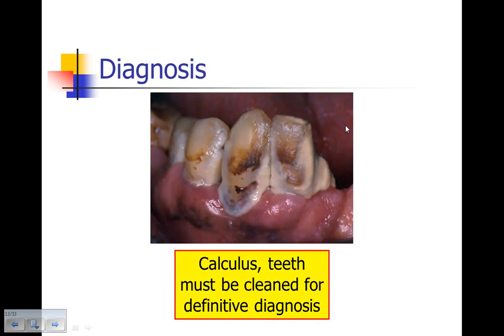Or for these, I don't even know if these teeth have caries. These teeth have calculus around them. Aren't you glad you don't have a scratch and sniff card to see what this smells like? But this patient's been collecting the calculus for a significant length of time, and these teeth must be cleaned before we can have a definitive diagnosis as to what's happening.